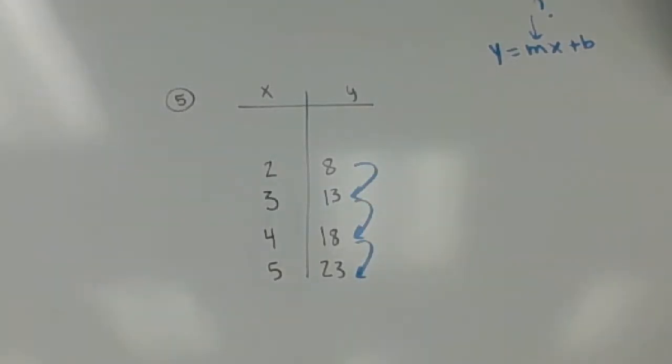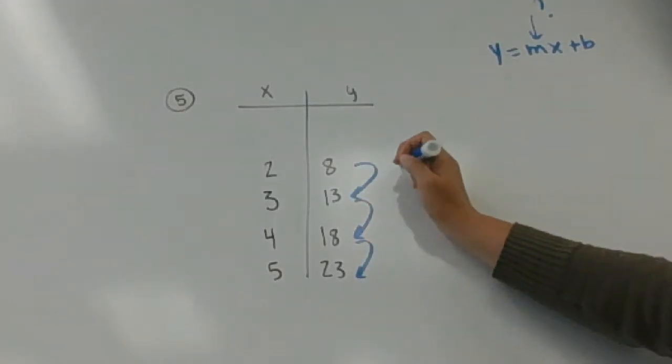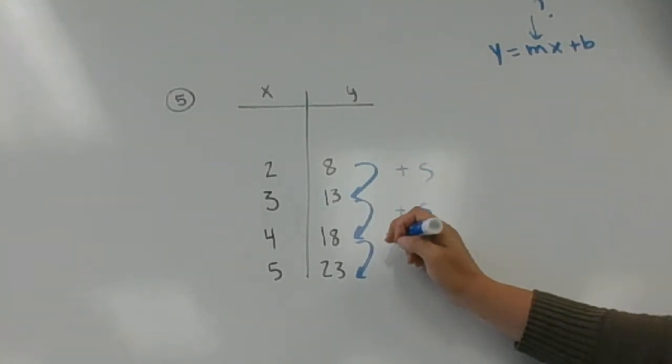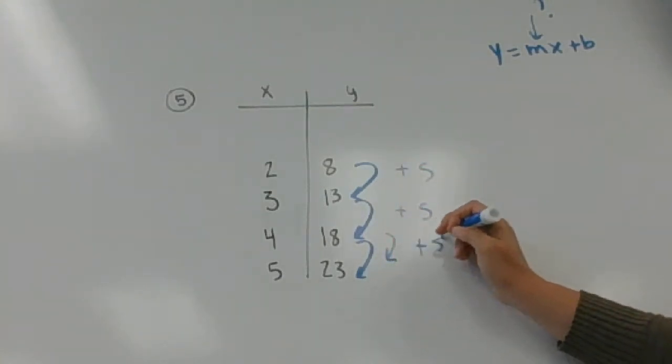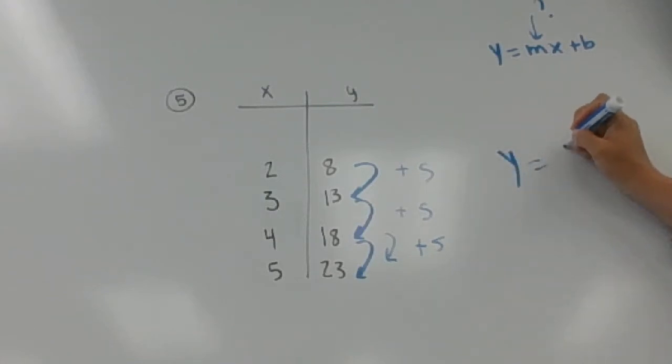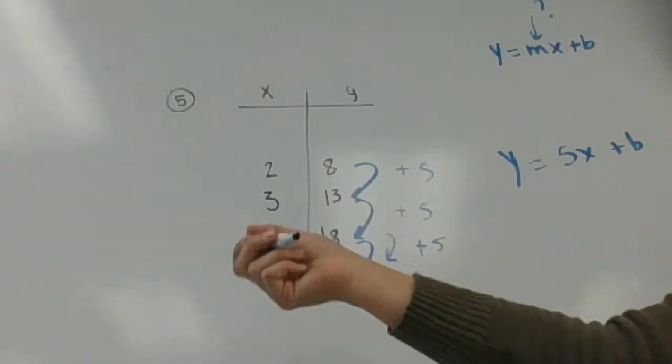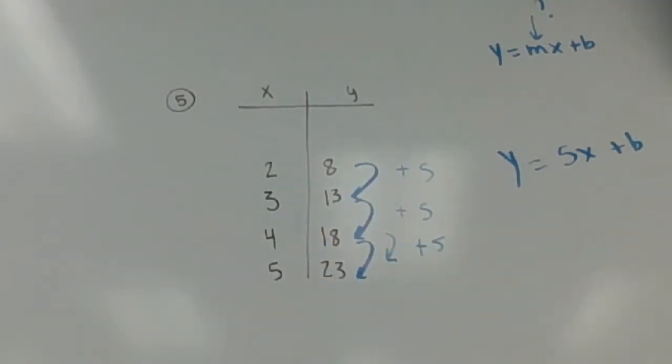8 to 13 goes up how much? 5. 13 to 18 goes up 5. And 18 to 23 goes up 5. So I know this equation has a slope of 5. The y's are changing by 5 while the x's are changing by 1. How many of these have a slope of 5? A and C. So we're going to have a 50-50 shot of getting this right because we figured out slope.